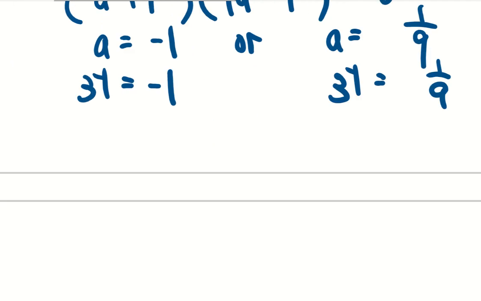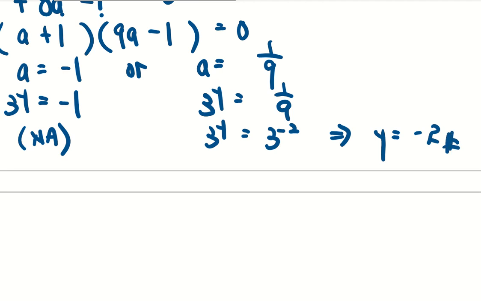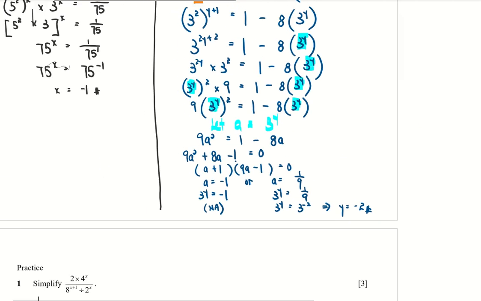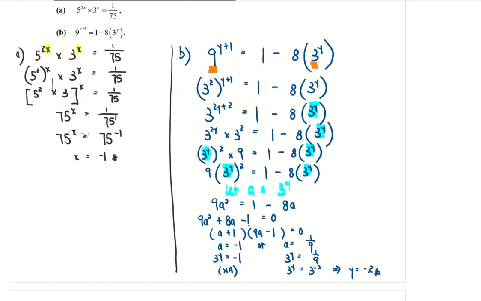On the left hand side, this is not applicable, because 3 to the power of something can never be a negative value. And on the right hand side, I can rewrite 1 over 9 as 3 to the power of negative 2. So in this case, my y will be equal to negative 2. This is how we actually apply all the various laws of indices for us to do our solving.